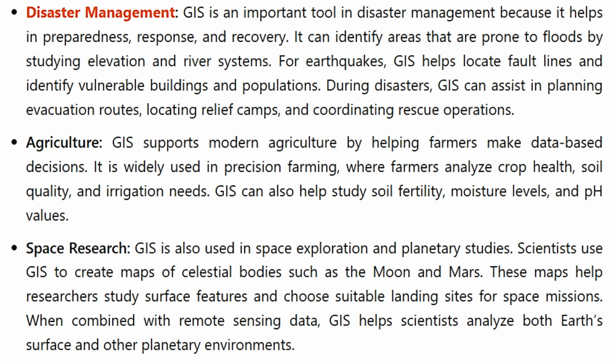Space research: GIS is also used in space exploration and planetary studies. Scientists use GIS to create maps of celestial bodies such as the Moon and Mars. These maps help researchers study surface features and choose suitable landing sites for space missions. When combined with remote sensing data, GIS helps scientists analyze both Earth's surface and other planetary environments.